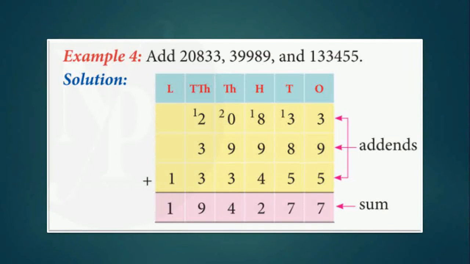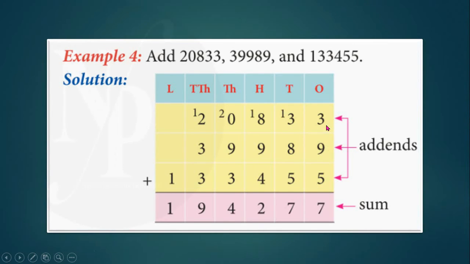Example number 4. Add 20,833, 39,989 and 1,33,455. The solution is given in the textbook itself. Understand and then copy all these examples into your maths notes.